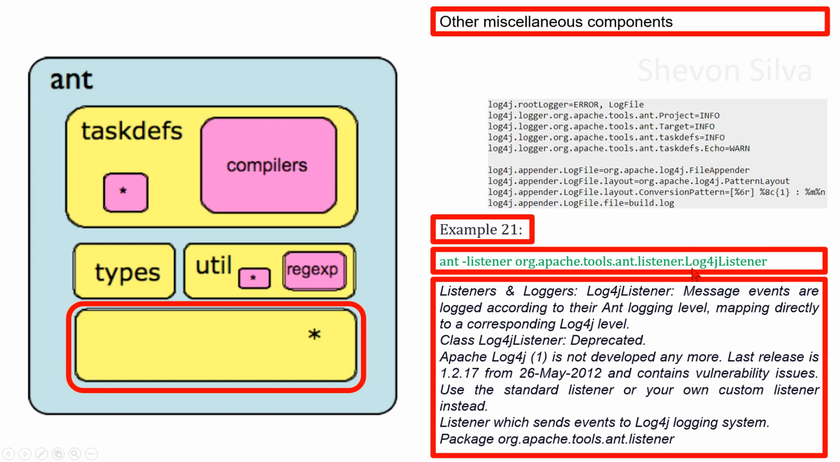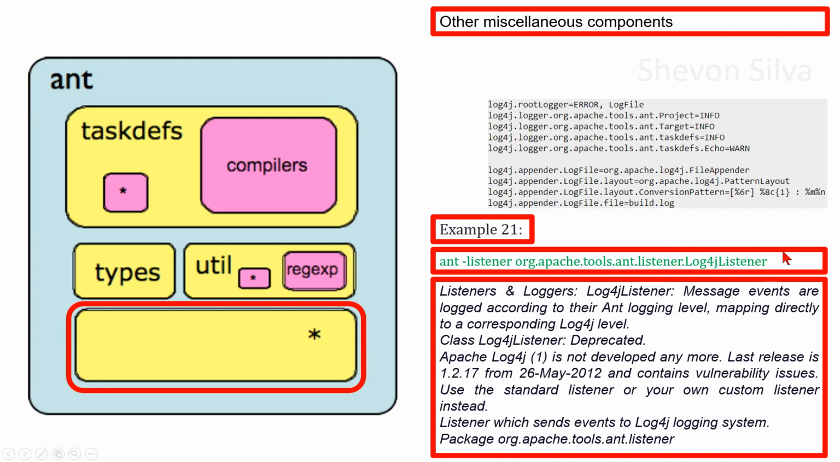All start events are logged as info. Finish events are either logged as info or error, depending on whether the build failed during that stage. Message events are logged according to their Ant log level, mapping directly to a corresponding log4j level.